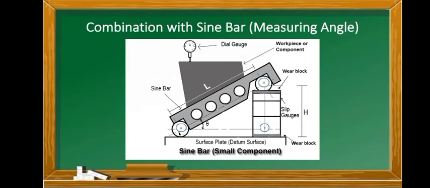Now let's have the slip gauges in combination with a sine bar in measuring the angle of a certain workpiece. The illustration shows the combination of the two. These are the blocks, or stack of gauge blocks, that serve as the height. This is the sine bar that will serve as the length. By the way, the sine bar is a precise angle measuring instrument. Then the workpiece being measured and the dial gauge that is used to check the parallelism of a surface.